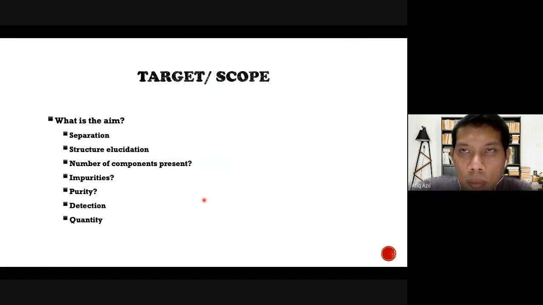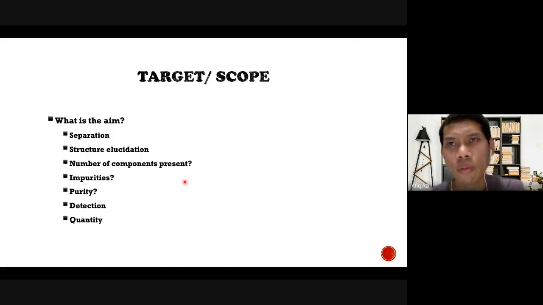Then the aim, or the target. So why do you want to do the analysis? Whether it is just to separate, or if you want to elucidate the whole structure and know exactly what the structures are, or just want to know the number of components available. Let's say in this particular formulation, there are 6 components. That's it. You don't want to know what those 6 components are. So the target will determine the types of analysis that you need to do. And whether it is used to check impurities, the purity of the compound, or you just want to detect, or you want to quantitate.